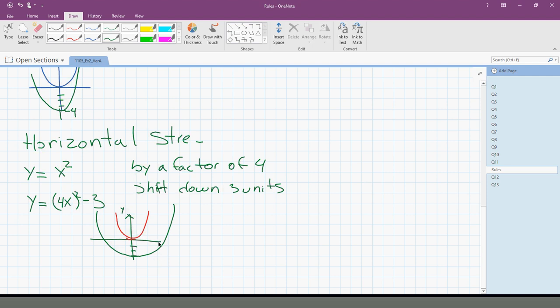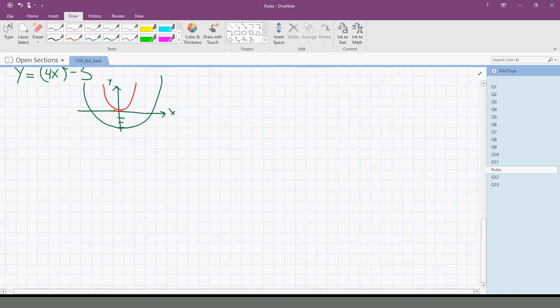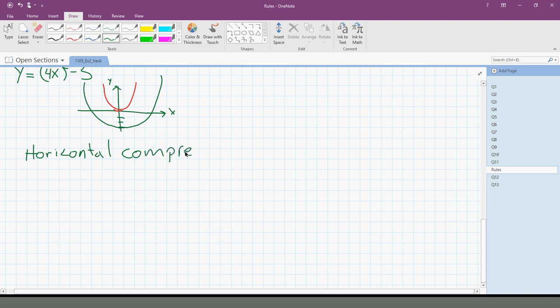This is going to be online in a link. And it's horizontally compressed. Look at the notes that I did. Compression. Horizontal compress.